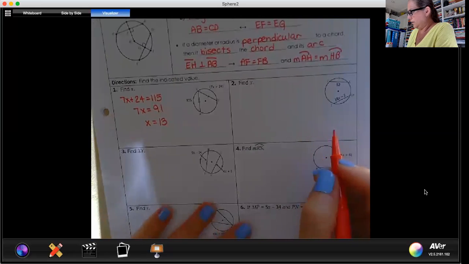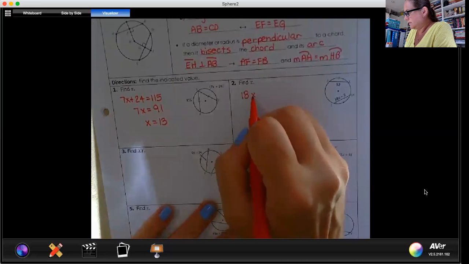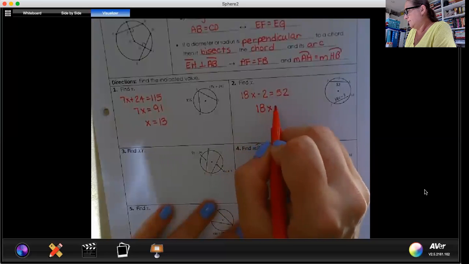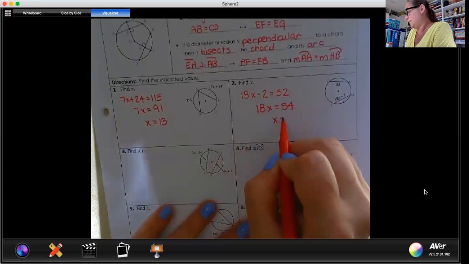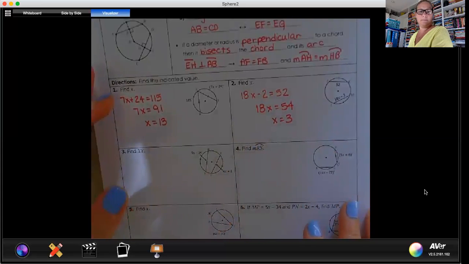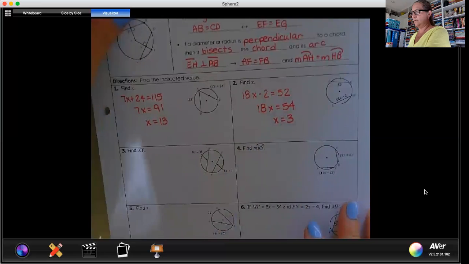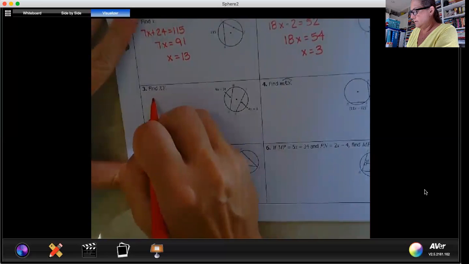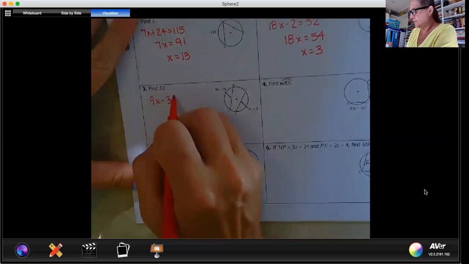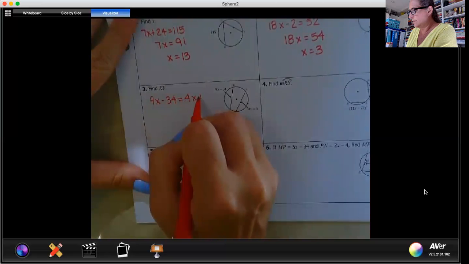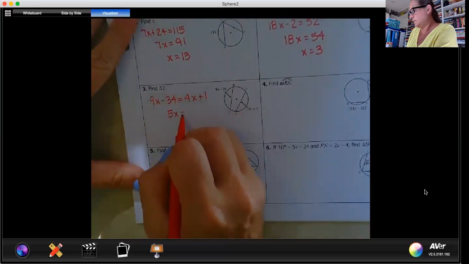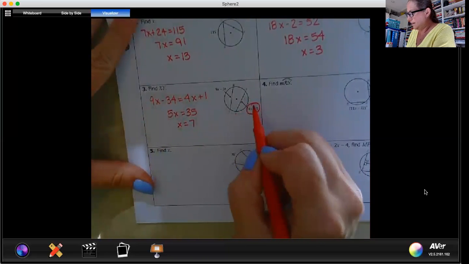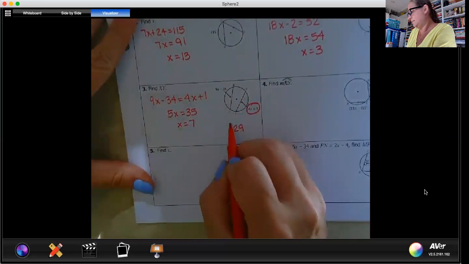And for number two, we're also going to set those equal to each other. And 18x is 54, so x is equal to 3. And find xy. So we're going to find x, and then substitute in and find xy. They are again congruent. 9x minus 34 equals 4x plus 1. So 5x equals 35, x is 7. And plugging into xy gives us 29.